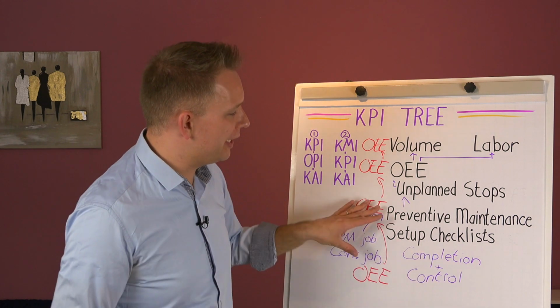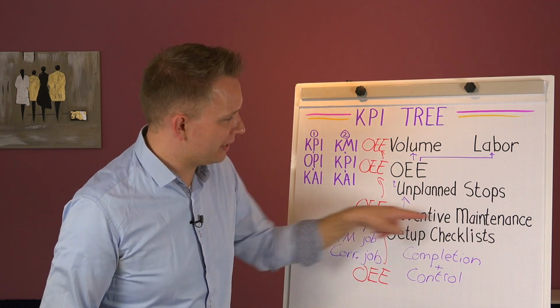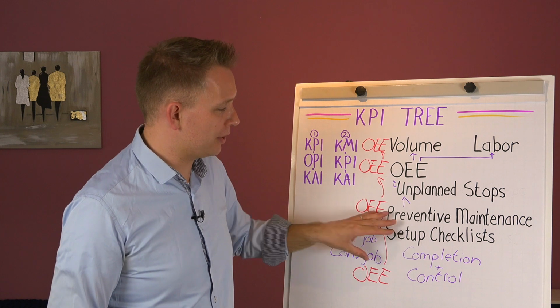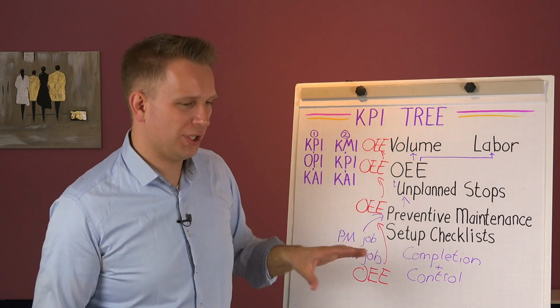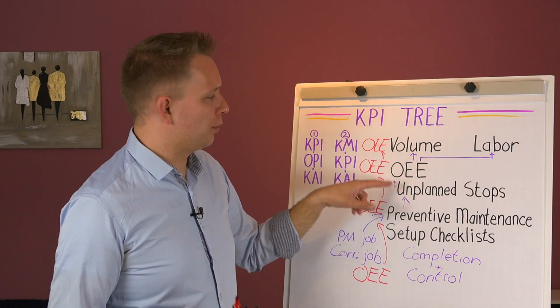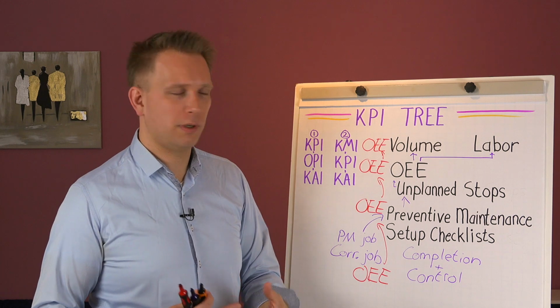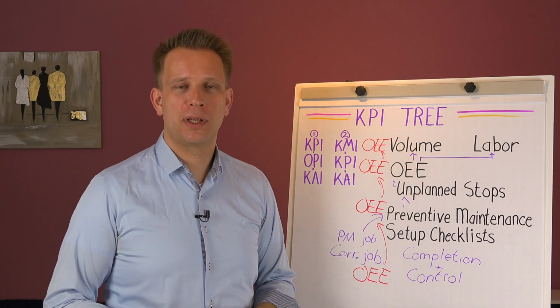And that's the same with these setup checklists. That is something your operators can influence. This is something your operators and mechanics can influence. That drives into the unplanned stops part, which is already much more difficult to grasp. It'll do the performance of your plant, and that will lead to volume and labor cost.